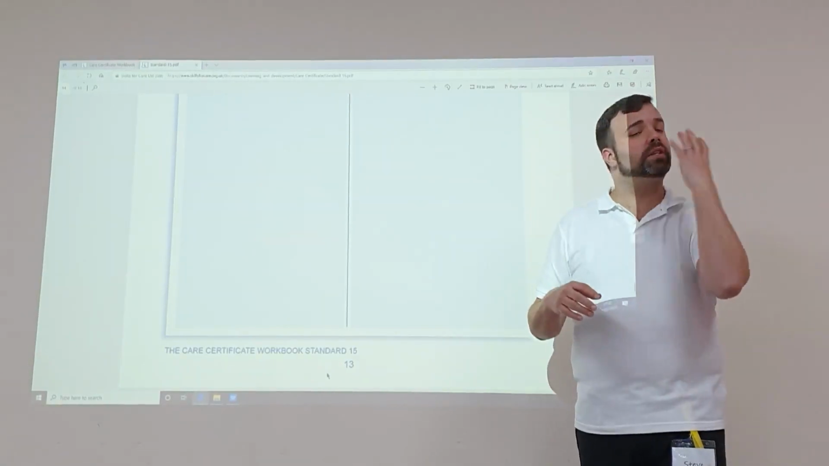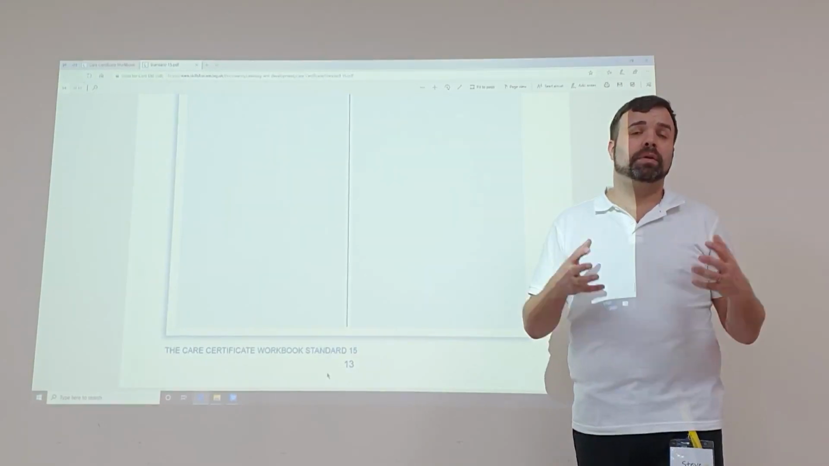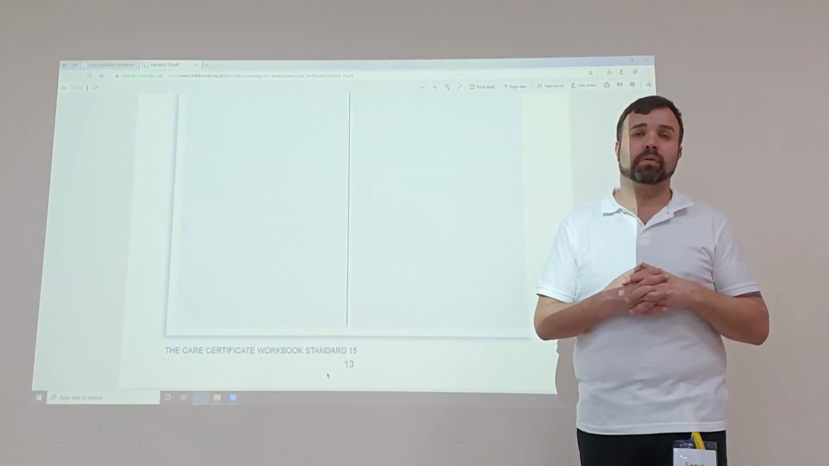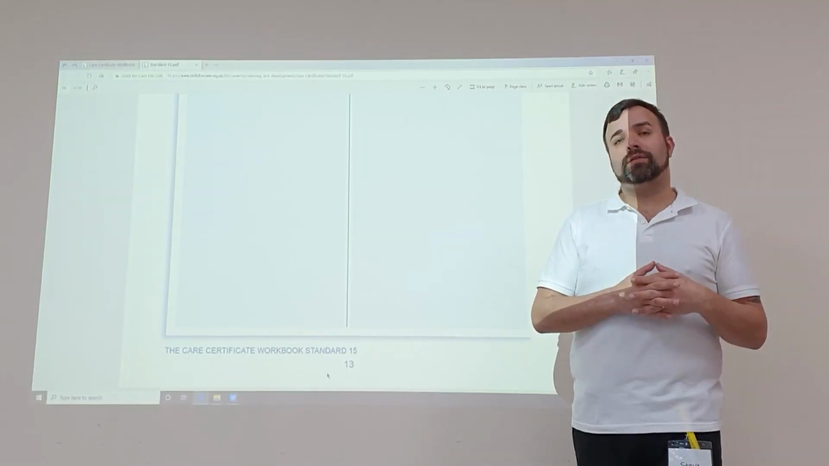Avoid touching your face, avoid touching your mouth, and again, before and after every task, please wash and dry your hands properly.